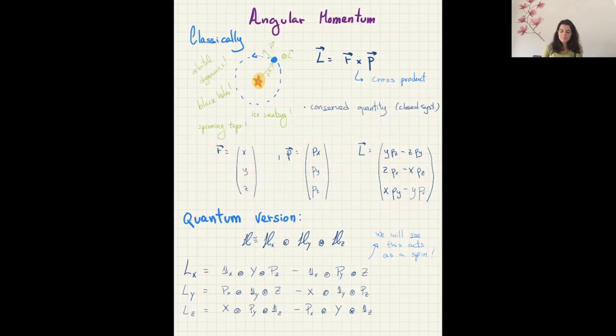All right. So what's the quantum version of this, and why is it important? First, it will be important because it will be a conserved quantity. We'll see this later. And this will be relevant, for example, to compute the orbits of electrons around the nucleus of an atom.